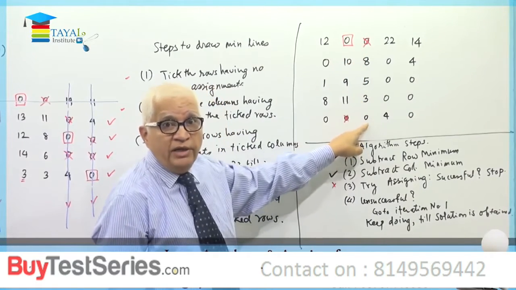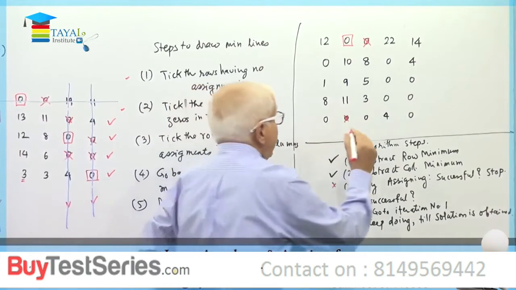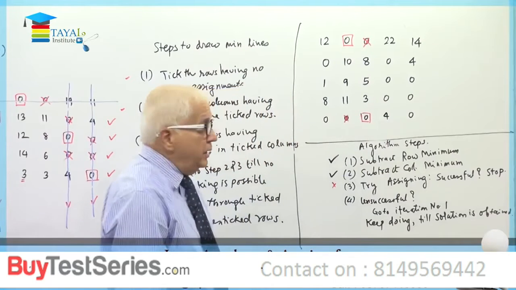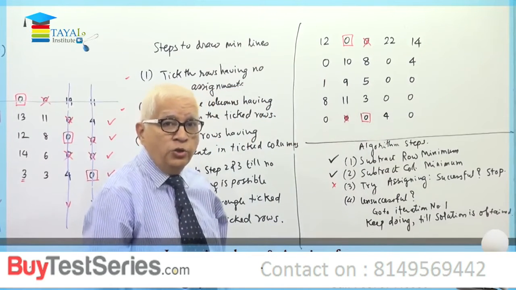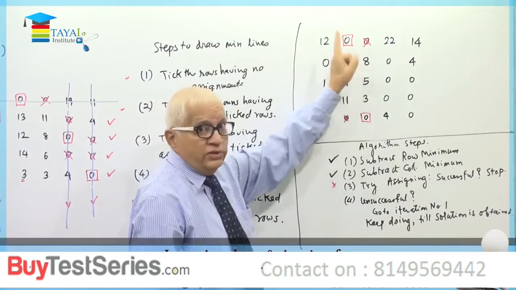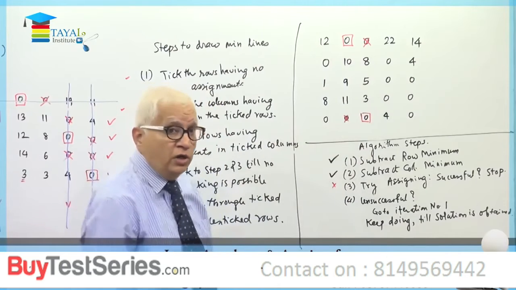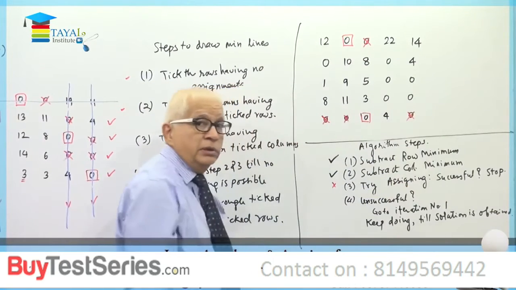So I'll make an assignment here first. First priority, always make assignment at a unique zero. So I make an assignment here. Now when I make an assignment here, this zero is unique in the column. My objective is always to make an assignment at a unique zero first. This zero became unique when I cancelled this. So I made an assignment here. But other zeros in this row now are of no use. So I cancel this and this.